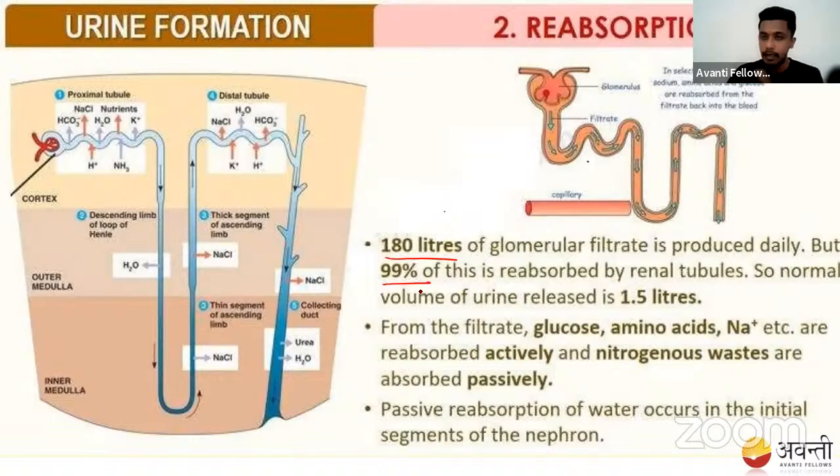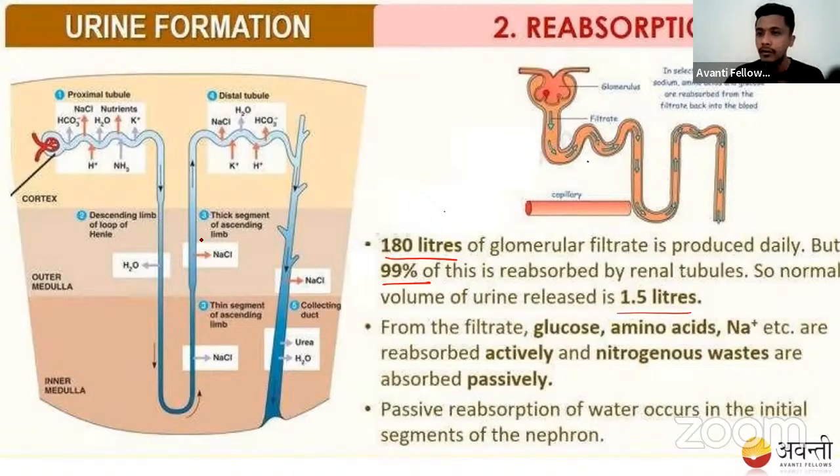So if you see, we are filtering around 100% of this 180 liters, and around 99% of this filtrate that is produced is reabsorbed. Okay, and it is recirculated back into our body. So only around 1.5 to 2 liters of urine is eliminated from our body on a daily basis. Okay, so this reabsorption is a very important process.